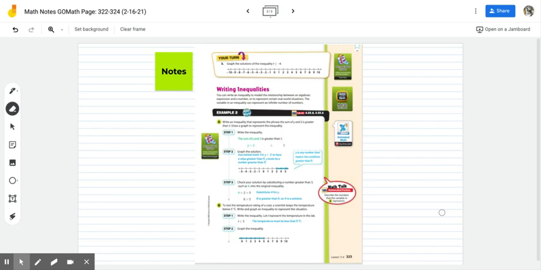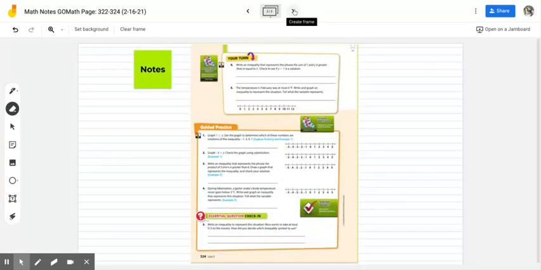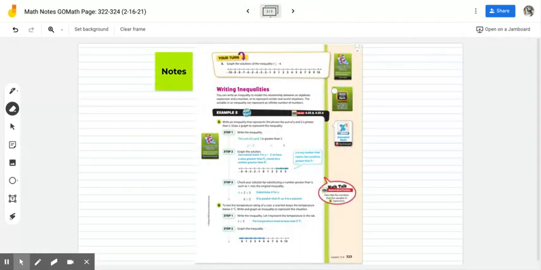Another page of notes with Mr. Jankowski. We're going to try to get pages 323 and 324 from your GoMath textbook done in this one video. So you can see here, this is page 323, and then we also have page 324 on the next slide. We're going to try to do both of these pages in this one video, and let's get started.